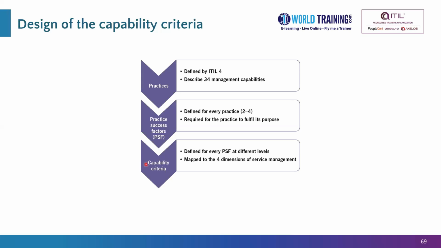And the capability criteria come from all the 4 dimensions. There are criteria from the information and technology dimension, from the value streams and processes dimension, and the other 2 dimensions as well. One thing we have to note is that automation is typically defined at level 3 or higher, because for automation, the practice has to be well defined, first of all, and organized, which happens at level 3. But it's possible that in certain practices, automation can happen at level 2 also.